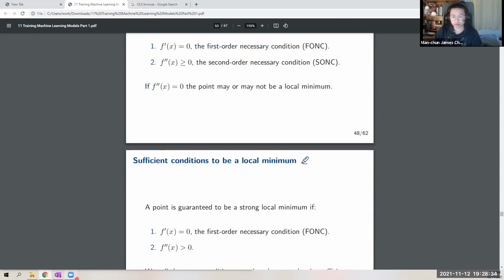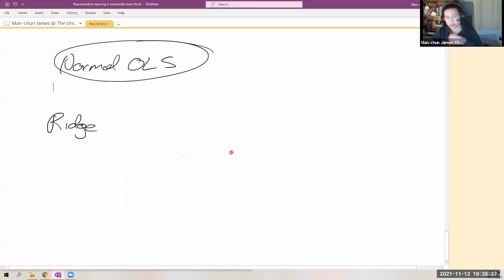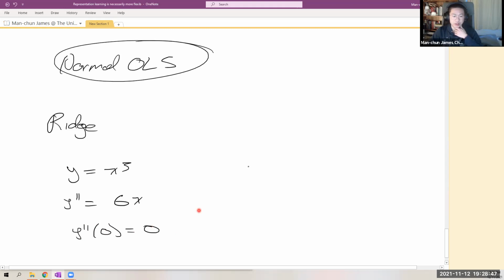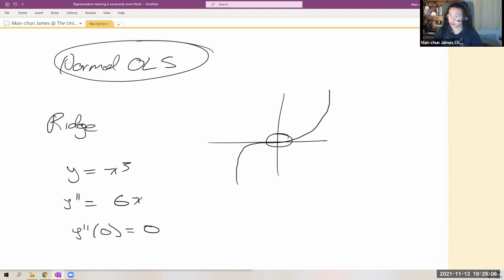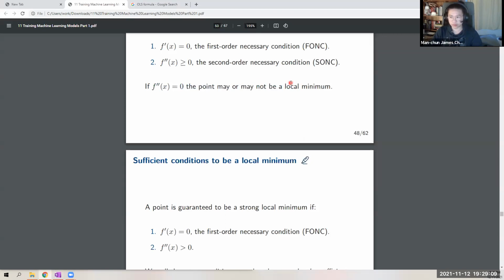Just note, if the second derivative is equal to 0, the point may or may not be a minimum. Basically, if you think about y equals x cubed, the second derivative is 6x, and y double prime at 0 is 6 times 0, which gives you 0. This is how the cubic function looks, so at 0 it's just flat. You need to be a bit careful with that. That's why if the second derivative is equal to 0, it may or may not be a minimum, because you might have that point there.